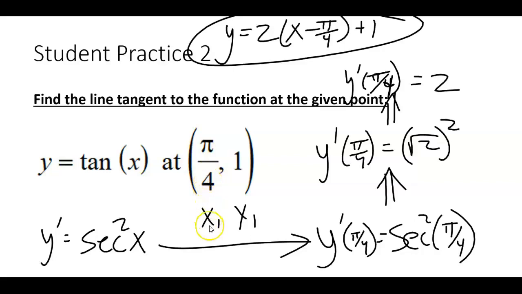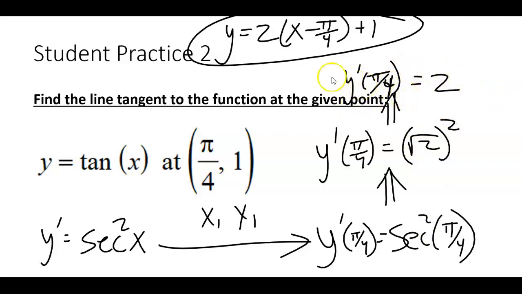All right. So x1 is pi over 4, y1 is 1. My function is tangent. The derivative of tangent is secant squared x. I'm going to plug in the pi over 4, the x value, to find the slope at that point. So plug in pi over 4, we get this. Now, secant of pi over 4 is the reciprocal of cosine at that point. Now, the cosine is radical 2 over 2. So the reciprocal of that, if you simplify it, is radical 2. So secant of pi over 4 is radical 2. And since we're squaring it, radical 2 squared is going to be 2. So the slope should have come out to be 2.